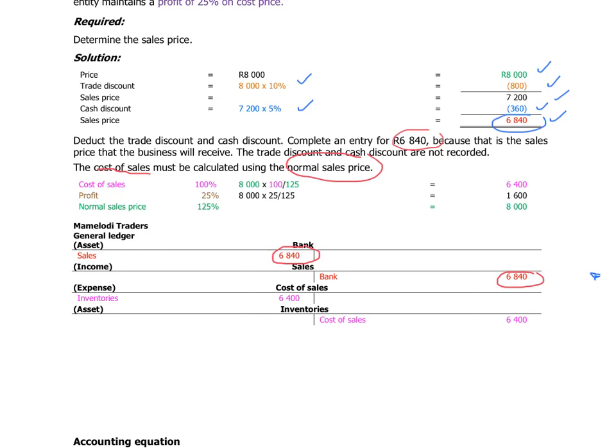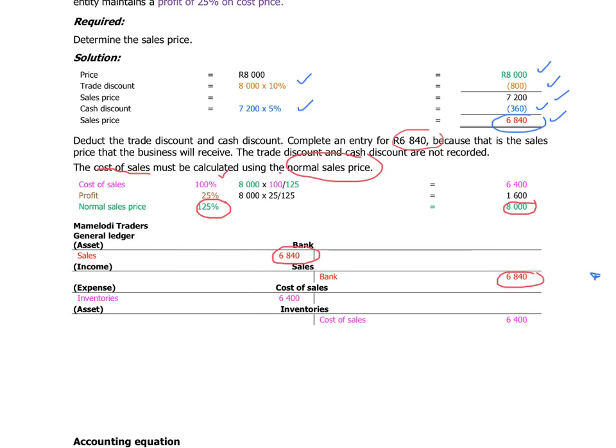Okay, cost of sales is 100%. The profit is 25% on cost. So I must add the 25 to the 100, and that means my normal sales price is 125. The normal sales price was given as 8,000 Rand. If I want to determine the cost price, I have to use this 8,000 multiplied by the one that we want to calculate.